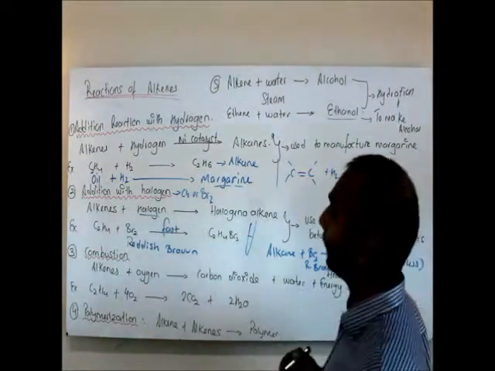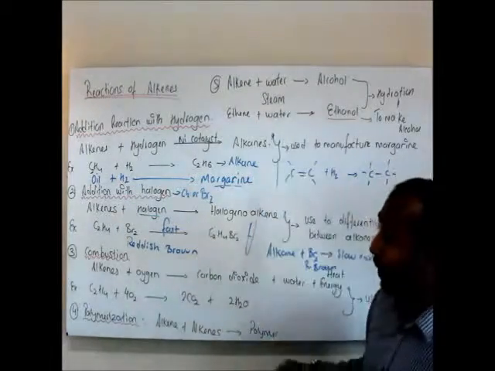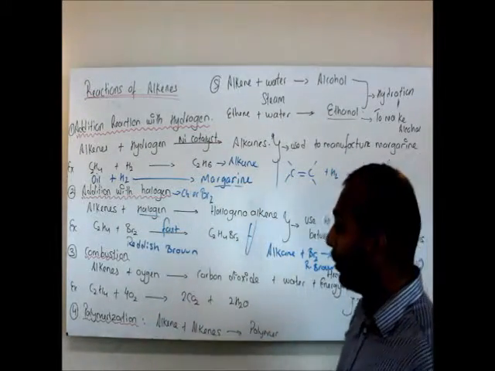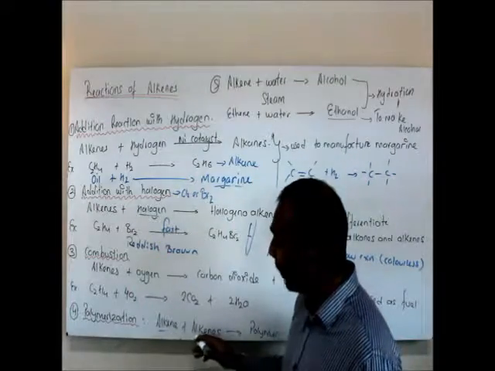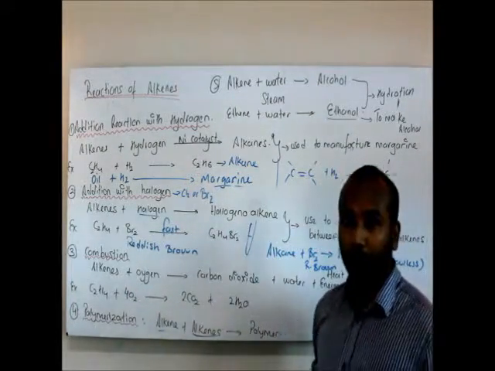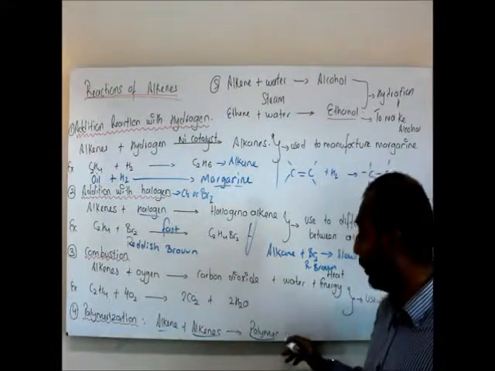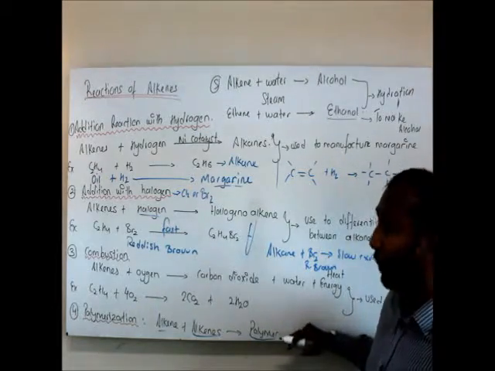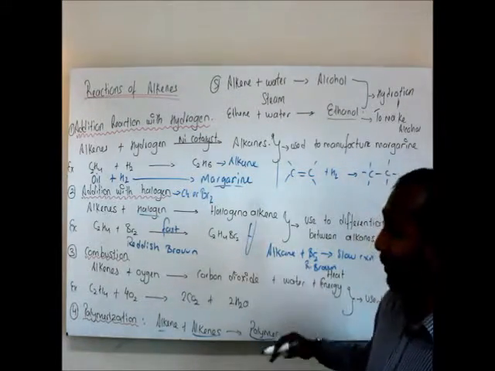Another type of addition reaction which you can do is you can take an alkene and add it with another alkene. It will give you a polymer. We're going to cover polymer in more detail in the next segment.